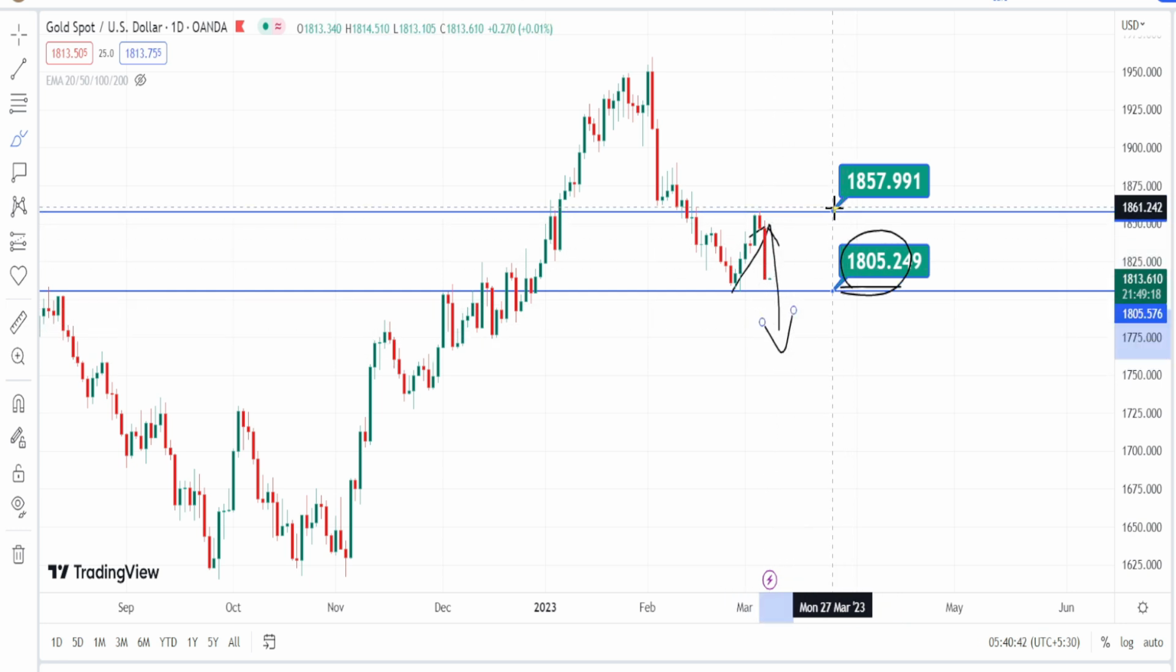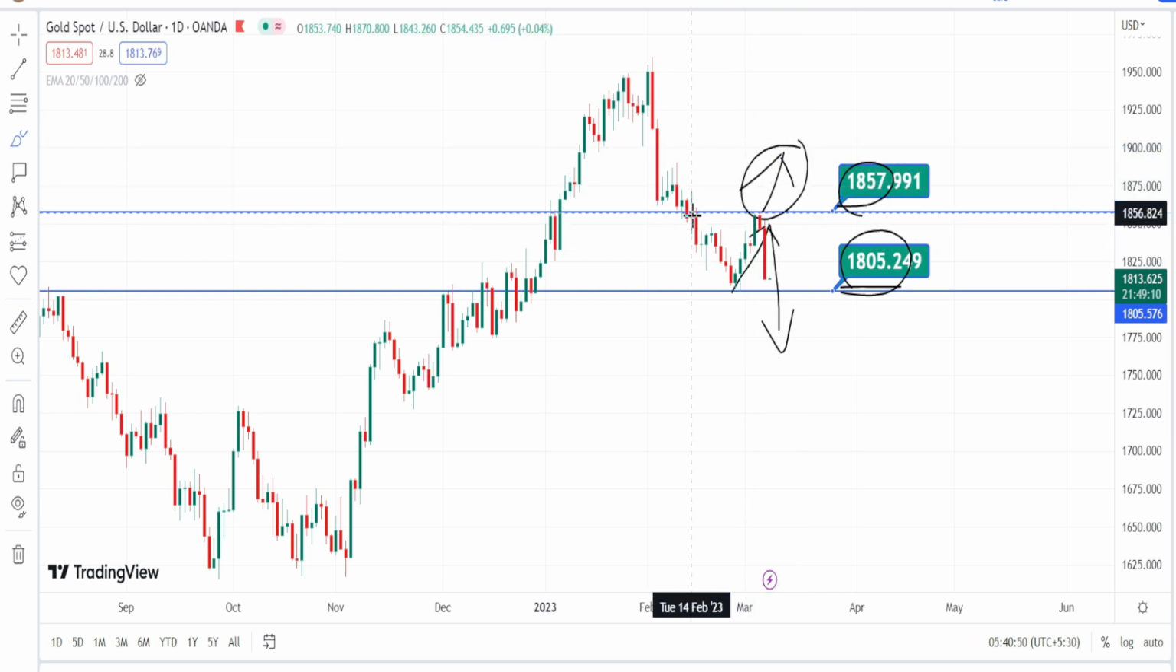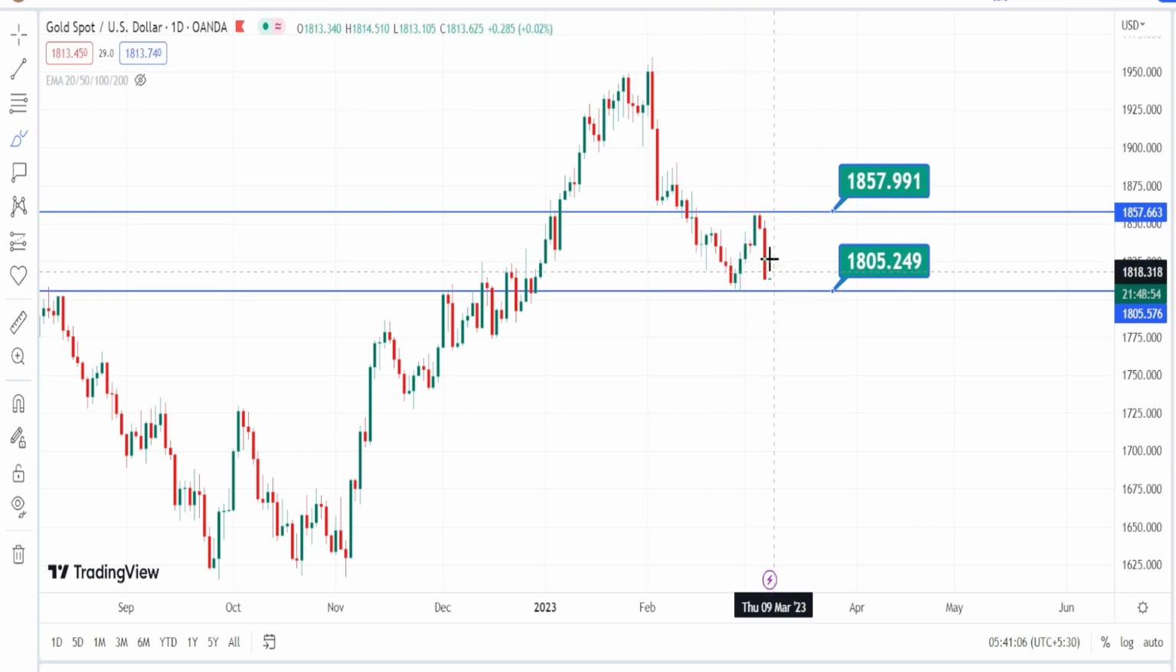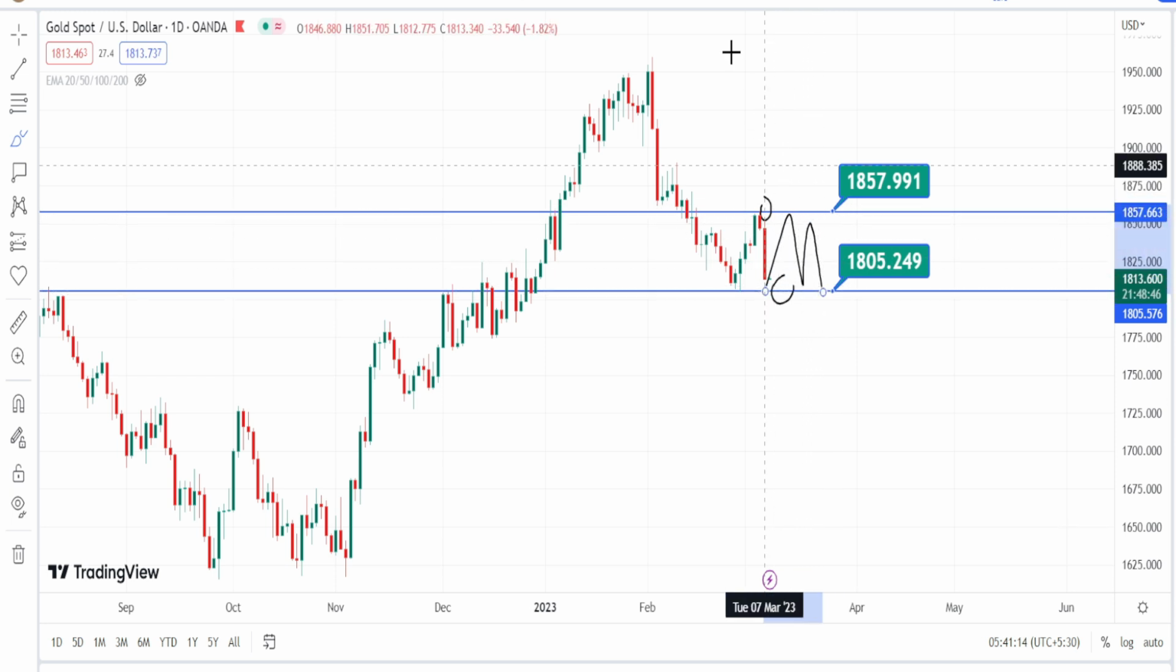And on the bullish side, it has to break the previous high of 1857 in order to continue with bullish side trend reversal. So this whole zone between 1857 to 1805 is going to be acting as a very strong support and resistance level. And as long as the price action is trading between this support and resistance level, we can expect a sideways trend to continue in daily time frame.